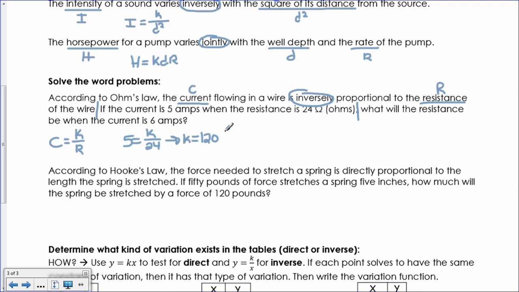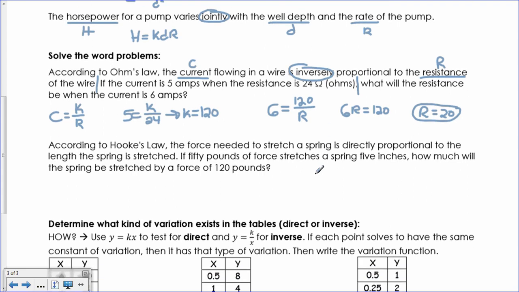So we're going to use the constant of variation to help us. We know that C for the situation is 6. We know that the relationship is defined by a constant of variation that is 120. R is what we don't know. So we're going to use this equation that we just created to solve for R. I'm going to multiply times R to move it out of the denominator, so I get 6R is equal to 120. Then I divide that by 6 to get R by itself, and I get that R is 20 ohms. And that's how you would approach a word problem like this.